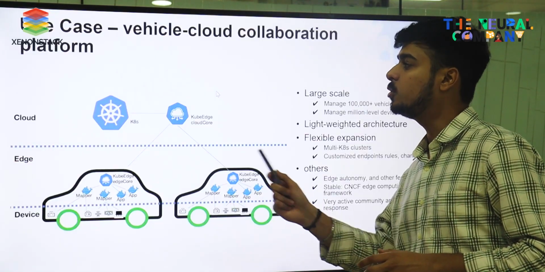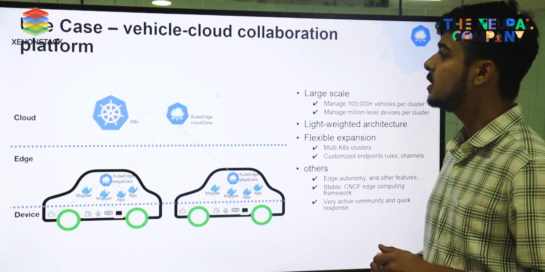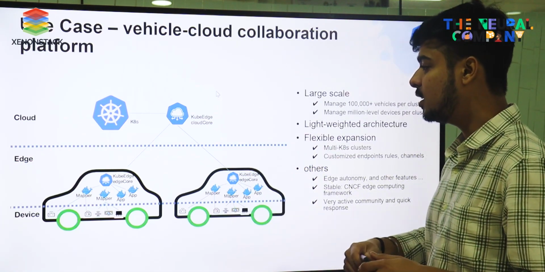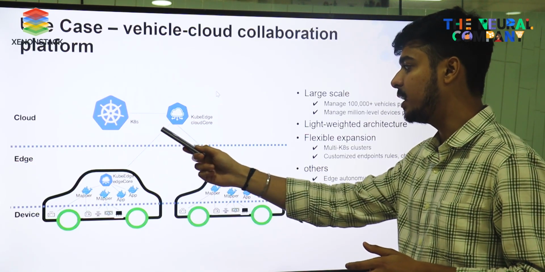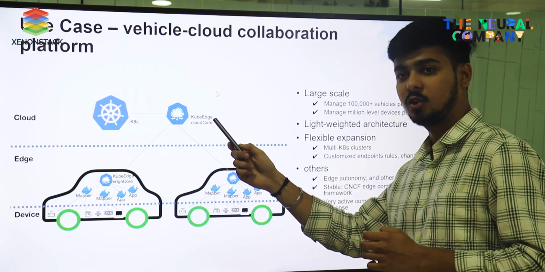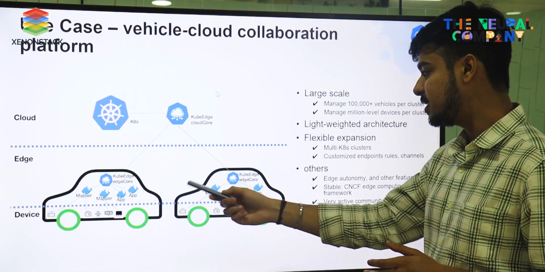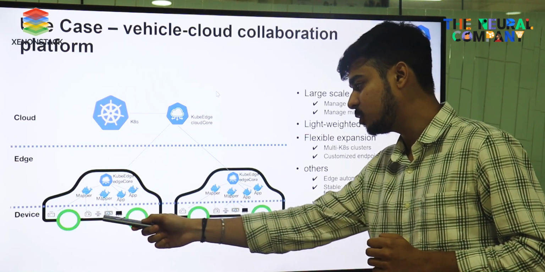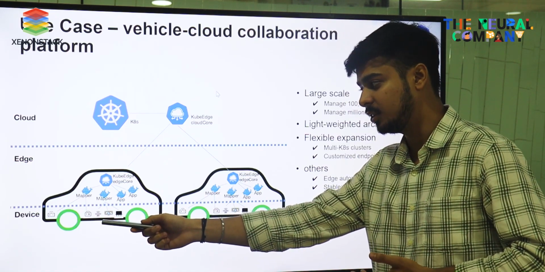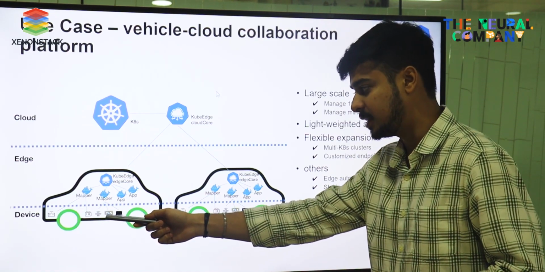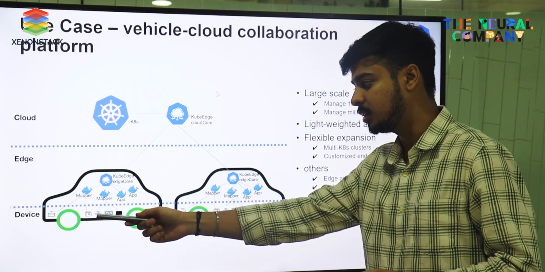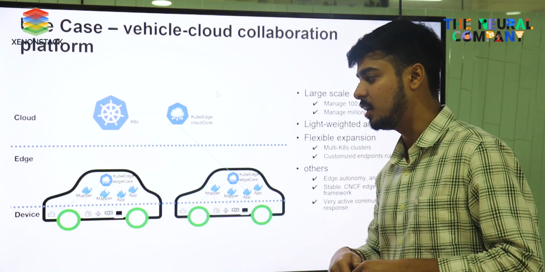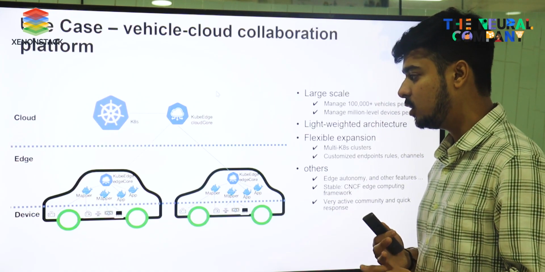This is the second use case which we are taking for KubeEdge. We have a vehicle cloud collaboration platform. Suppose we have a vehicle, and here we have our cloud node running on KubeEdge. We have edge devices or IoT devices running on our vehicle. You can think of them as a temperature sensor or a speed limit warning. These are the sensors which are connected to the mapper through the MQTT protocol.